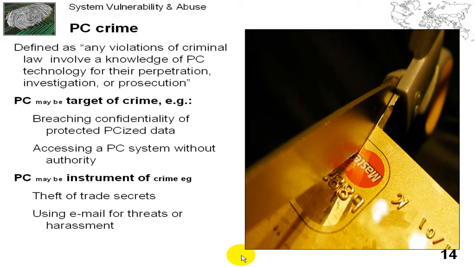500 companies surveyed said they'd had loss of $350,000 each. However, many companies are reluctant to report PC crime because it makes them seem inefficient.